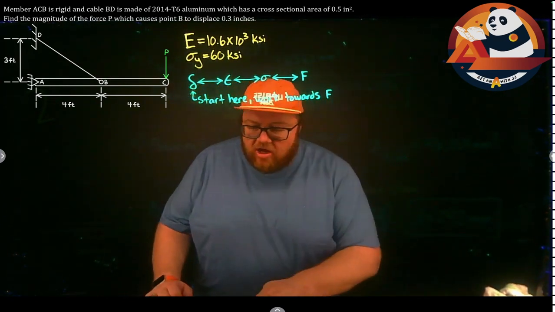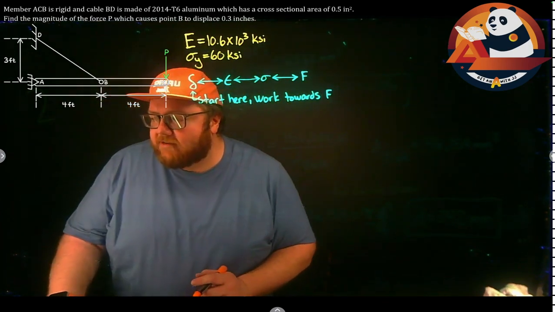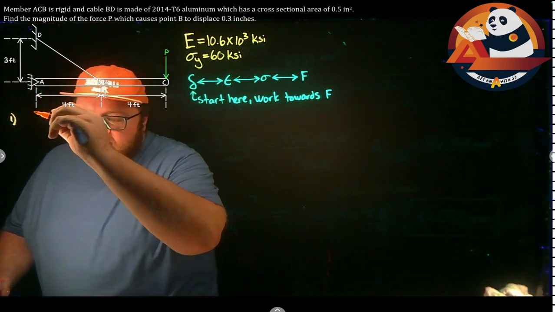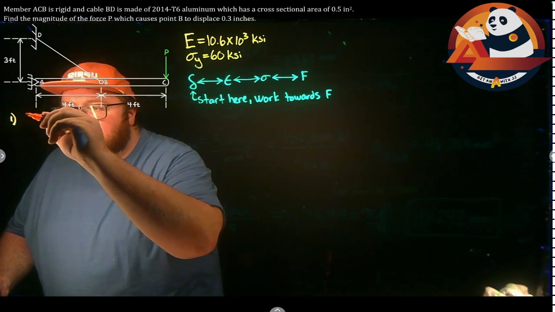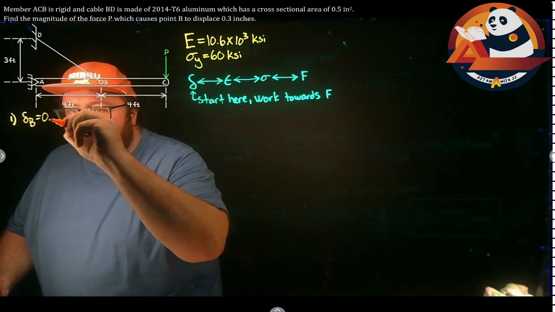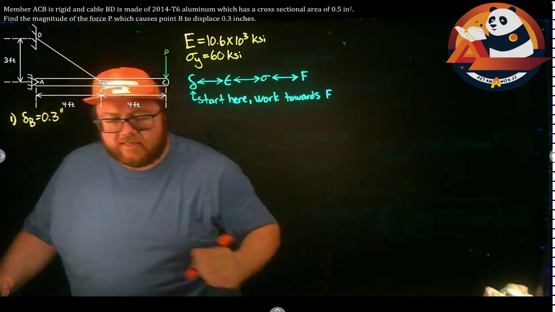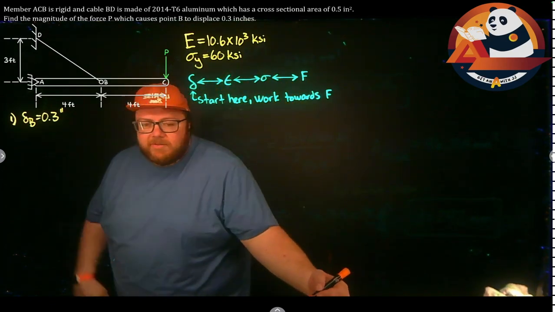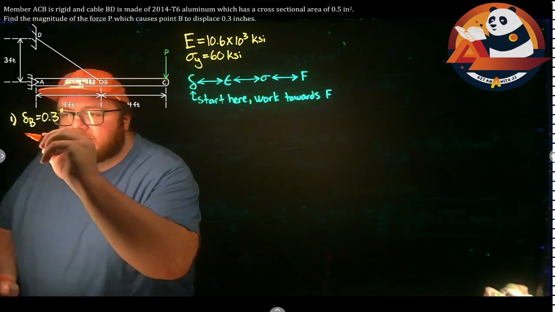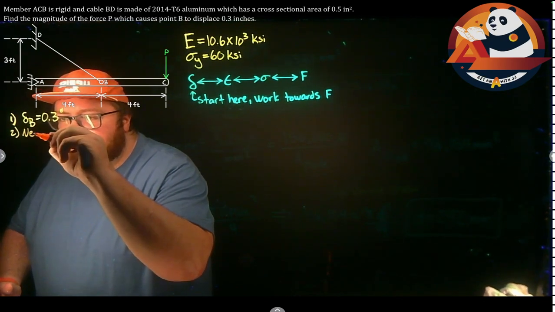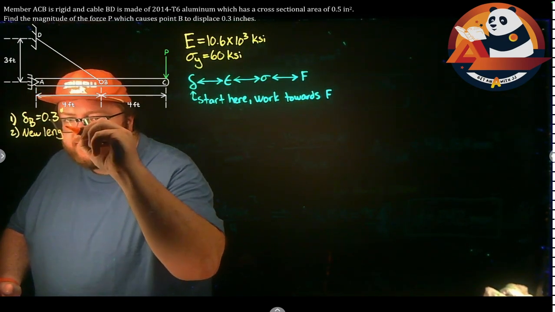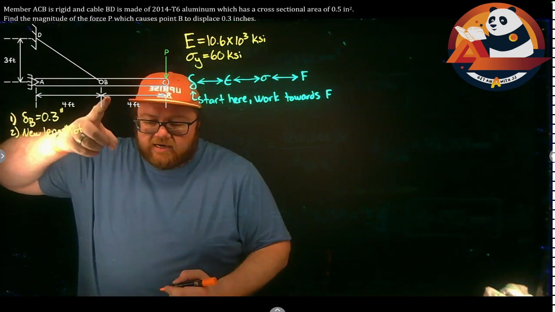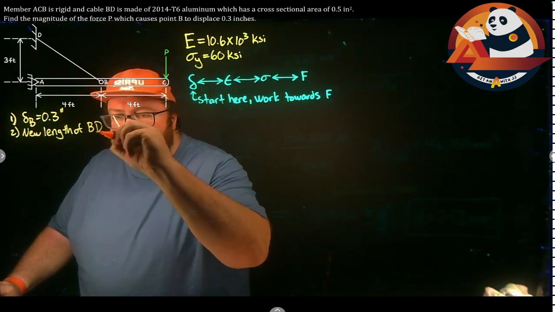If I come down below and start going for this, I'm given my displacement. So the very first thing I know, step 1, is my displacement of B. My delta B is 0.3 inches. Again, that's just from our problem statement: what's going to make it go down 0.3 inches? From there, let's figure out my new length. So step 2, let's get the new length of member BD, our cable BD.